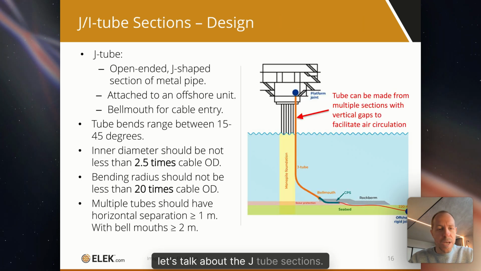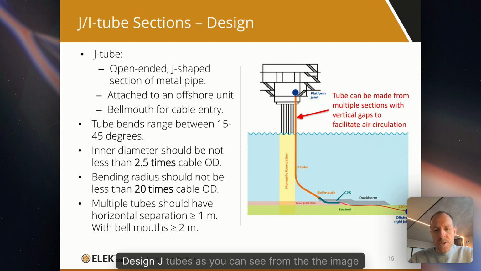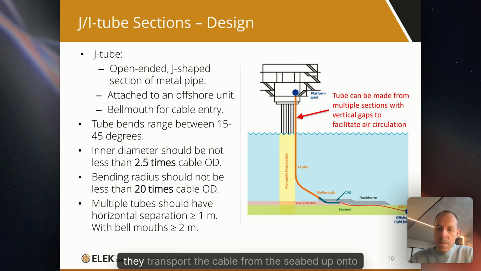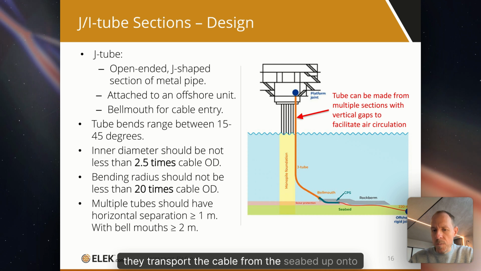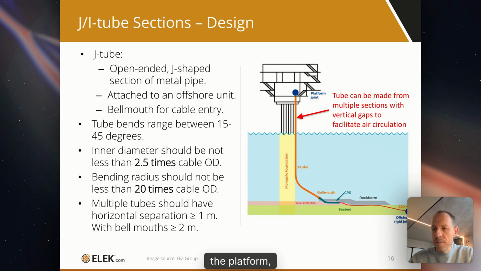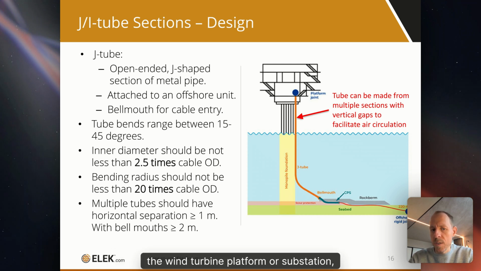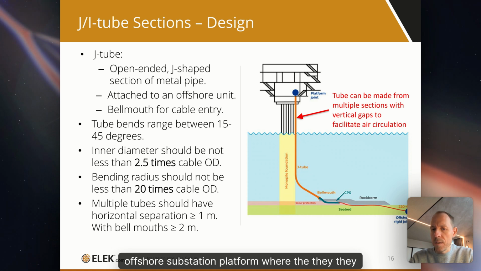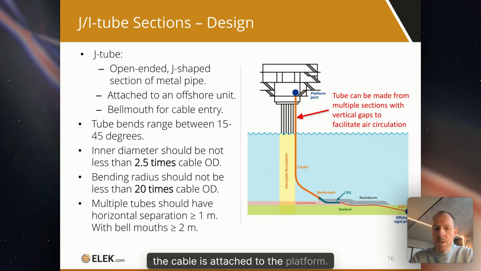Let's talk about the J-tube sections design. J-tubes, as you can see from the image shown here, they transport the cable from the seabed up onto the platform, the wind turbine platform or offshore substation platform, where they are attached. The cable is attached to the platform.